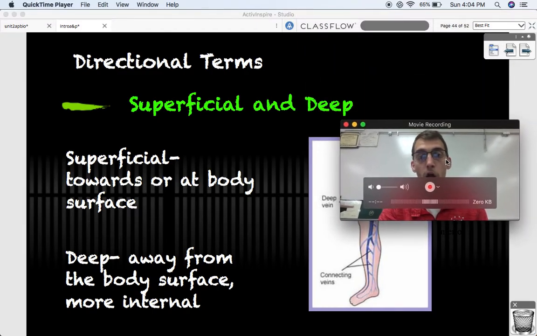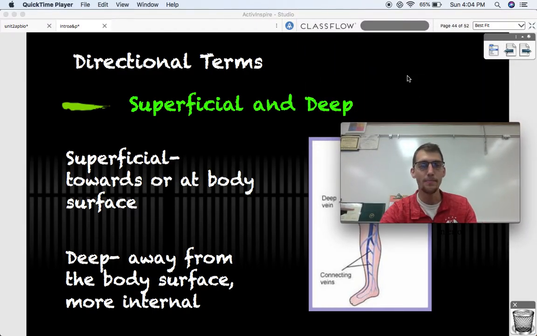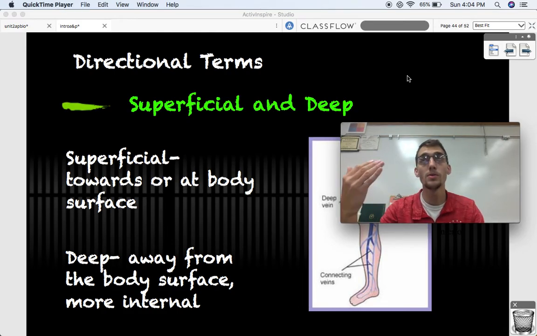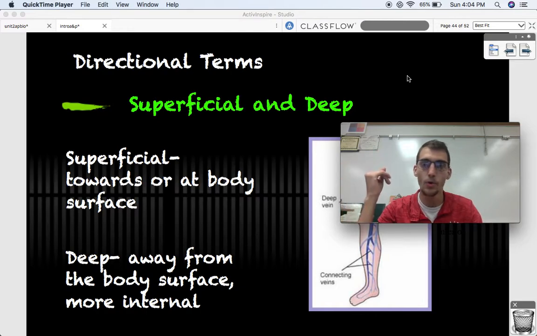Our last two terms that we're going to discuss are superficial and deep. Superficial means towards or at the body surface. Deep means away from the body surface, more internal. This one's kind of hard to show an example of, but if it's more towards the surface, it's more superficial, and if it's less towards the surface, it's more deep.